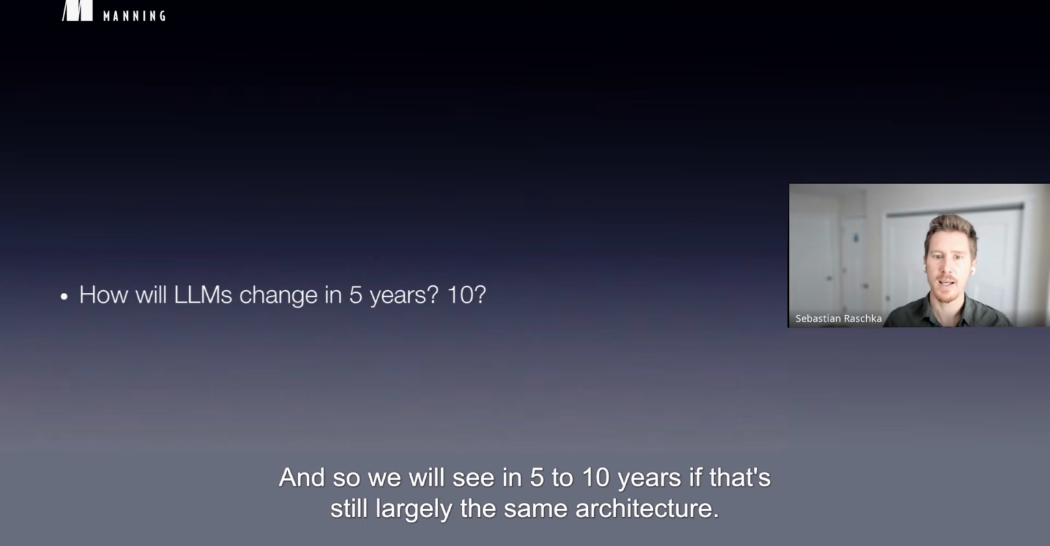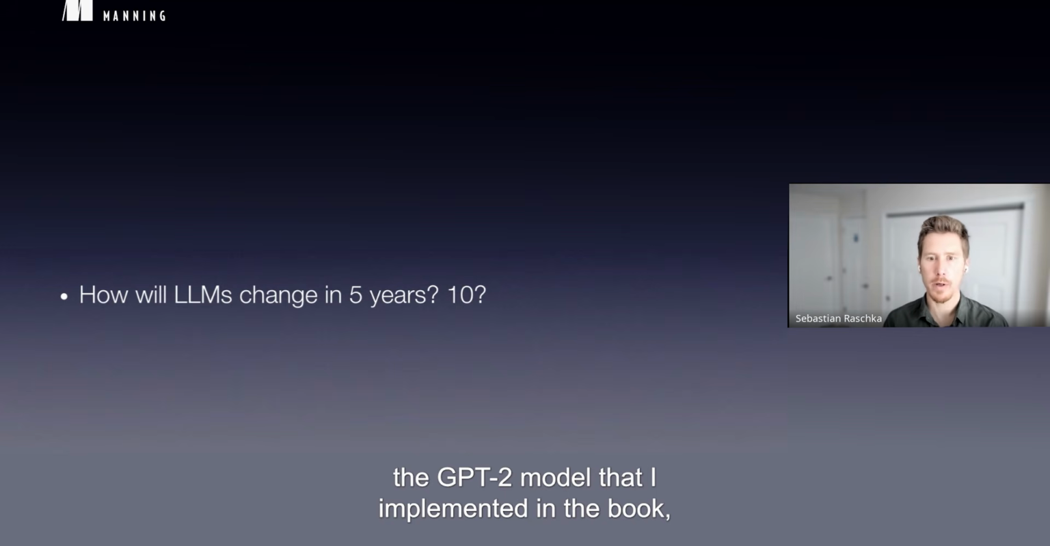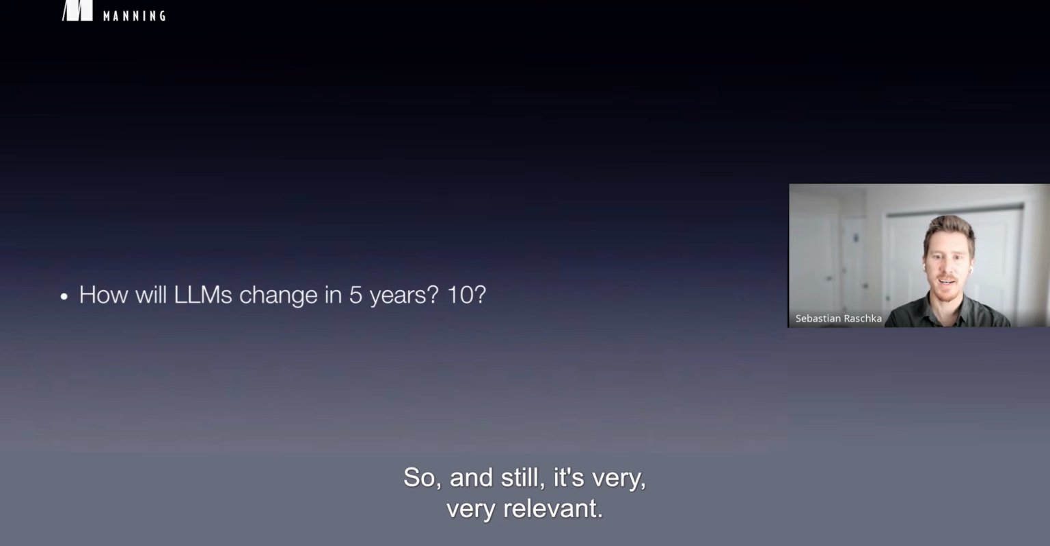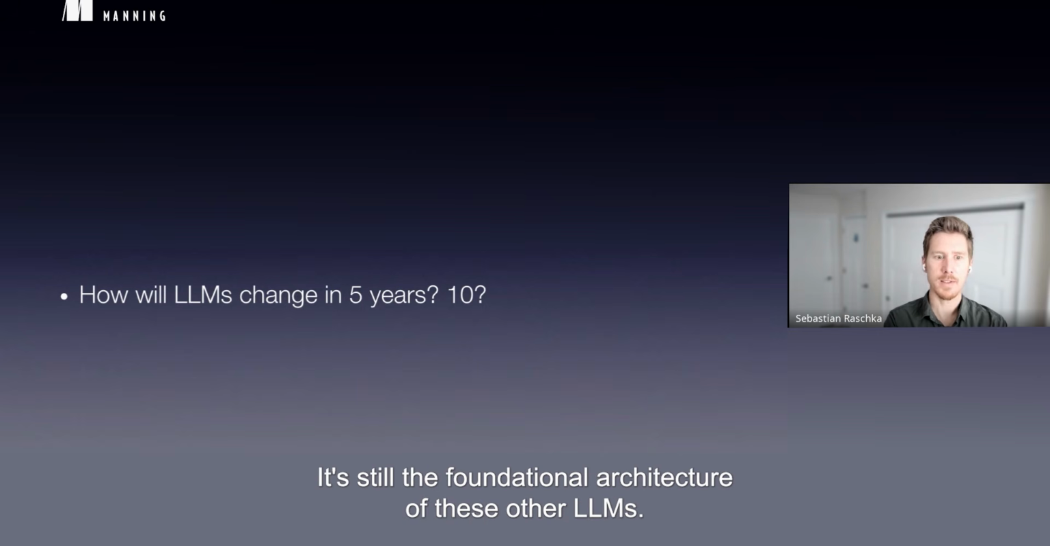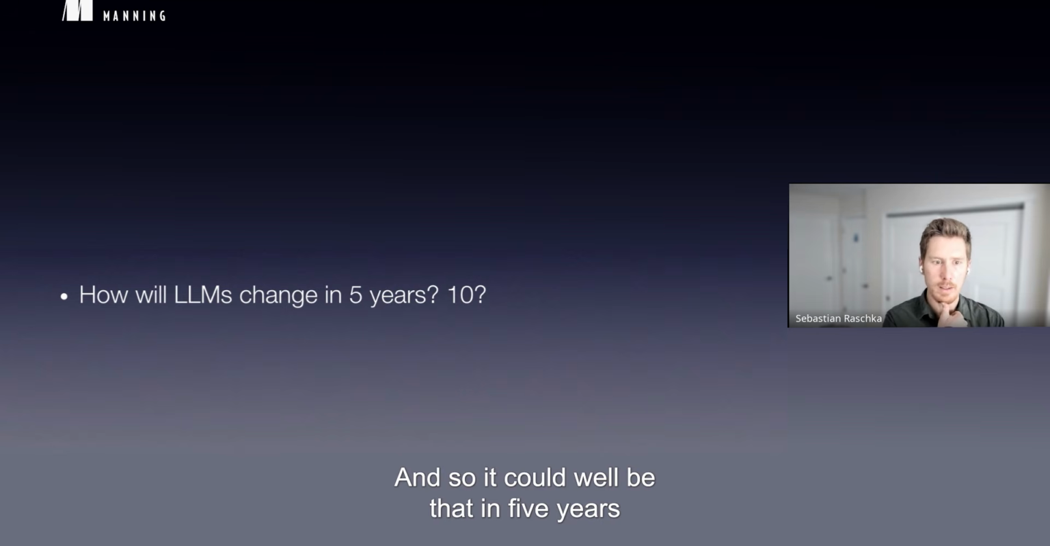And so we will see in 5 to 10 years if that's still largely the same architecture. Could be, because if we zoom back, for example, the GPT-2 model that I implemented in the book is already 7 years old. It was originally implemented in 2018. That's 7 years, and still it's very, very relevant. It's still the foundational architecture of these other LLMs. Of course, people changed little things inside, but fundamentally it's still the same architecture. And so it could well be that in 5 years we still have the same architecture, hard to say.